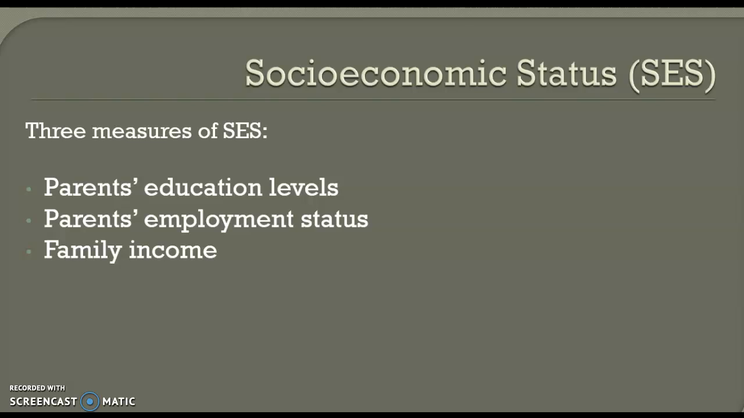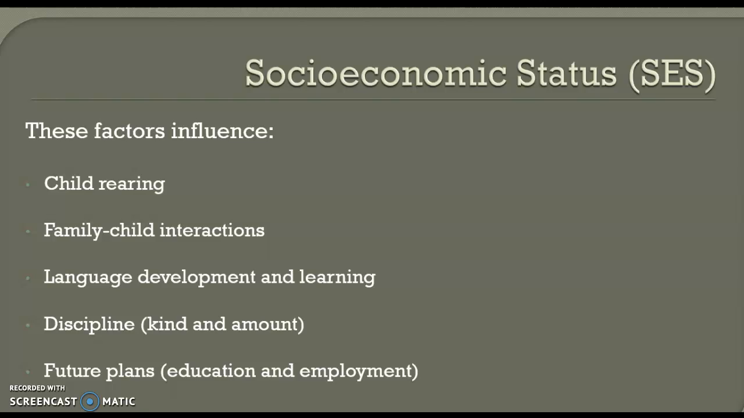But we also have to remember that education levels and the parent's employment status also play a role in socioeconomic status. Socioeconomic status, whether somebody's living in poverty, they're middle class or upper class, are all going to affect things like child rearing, family-child interactions, language development and learning for the child, discipline, the type of discipline that a family uses and the kind and the amount, like how often they discipline, and then any future plans like education and employment, particularly for children, but also for the parents as well.